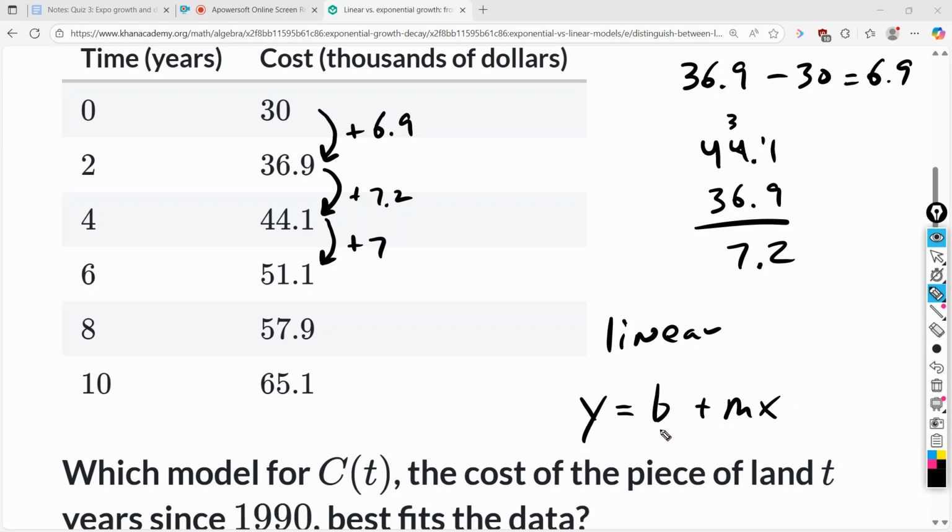So what is the initial value for b? Well, that's at x equals 0. Okay, make sure this is a 0 and the b value is 30. So it's going to be y equals 30 plus mx. If we have two answers with 30, then we just have to find the slope, m. Okay, so let's look at the linear answers that are in this form right here, y equals 30 plus mx.